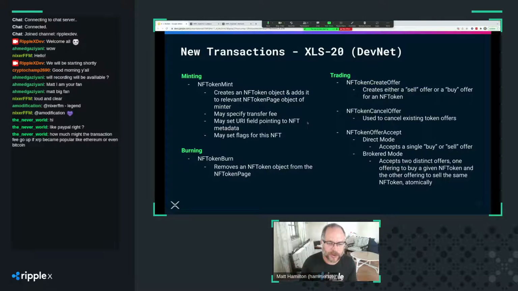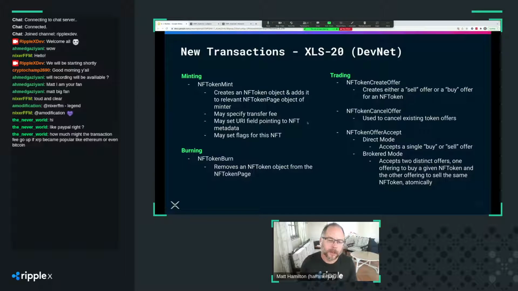There's various fields you can set as to whether a transaction is transferable, whether it's burnable. There's some other bits in there. And you can set a URI field that points to the actual NFT metadata as well. So that might be a JPEG, that might be some JSON data that represents something that the NFT is representing. You can burn NFTs, NFToken burn, and you can trade NFTs. So you can create offers, cancel offers, accept offers.